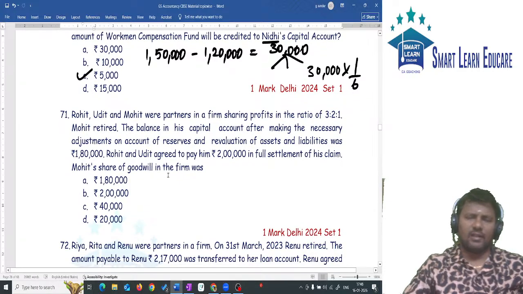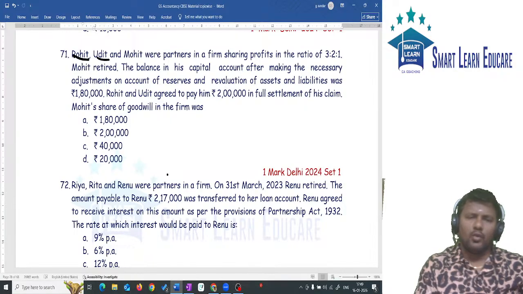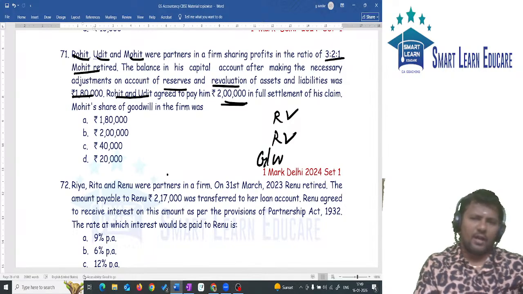Next, question number 71. R, U, M, R are partners, profit sharing ratio 3:2:1. M retired. The balance in capital account after necessary adjustment of reserve and revaluation is 1,80,000. But R and U agreed to pay 2 lakh as full settlement. So reserve is already adjusted, revaluation is adjusted. But what is not adjusted? Goodwill is not adjusted. Because of goodwill, we have a change of 20,000.